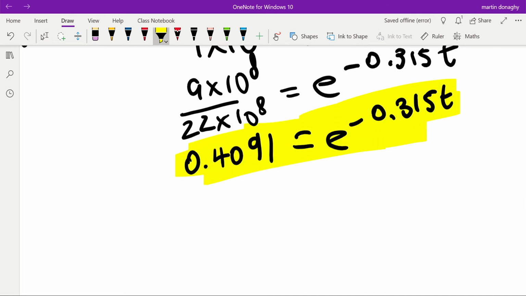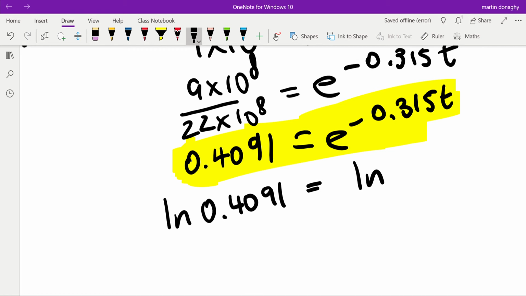Anytime in maths where we're trying to find t or something that is in the indice, it's pretty much impossible to do. We have to make sure it's not in the indice. And how we do that, and it's this step that you probably need to learn, do it that often, you will learn it. When you get to this stage, the next step is to take natural logs of both sides. So my next step would be natural log 0.4091 equals natural log of e to the minus 0.315t.